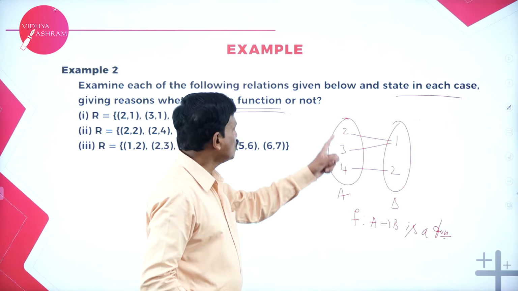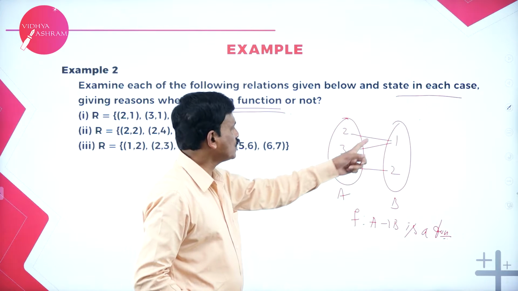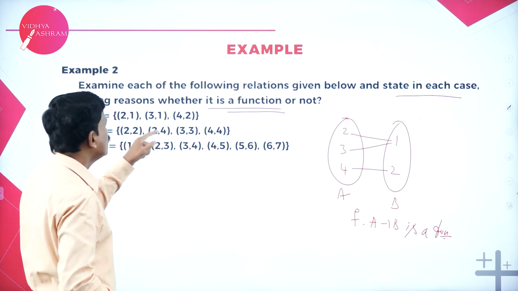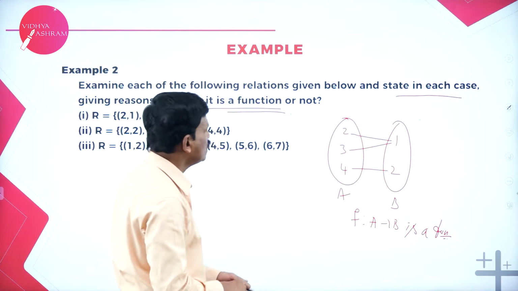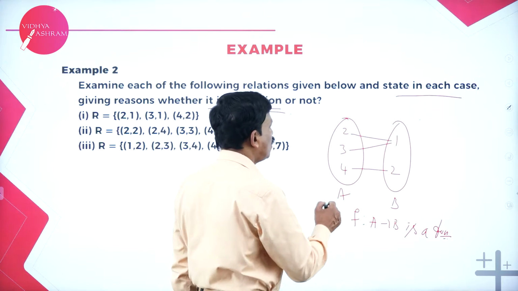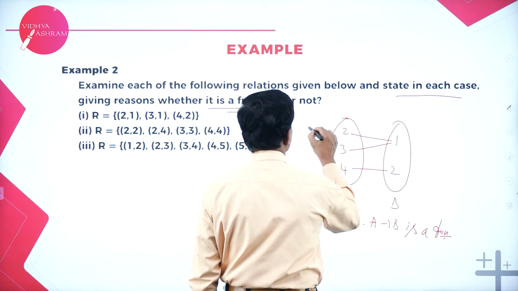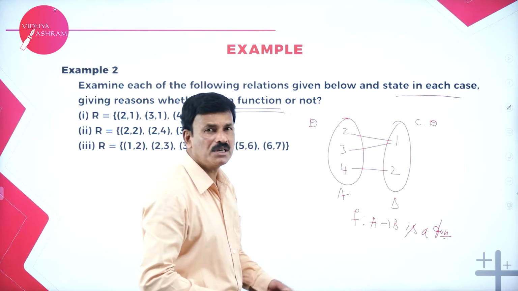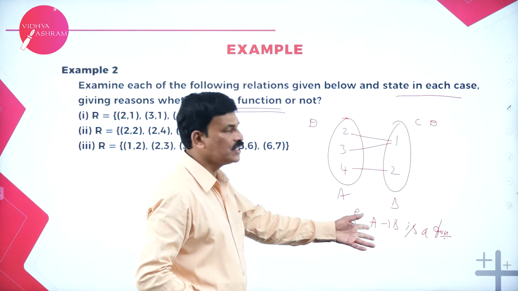Let us represent the elements of set A as 2, 3, 4 and B is equal to {1, 2}. How are they related? 2 to 1, 3 to 1 and 4 to 1. See, all the elements of the domain are related uniquely with the elements of the codomain. So clearly this is a function.